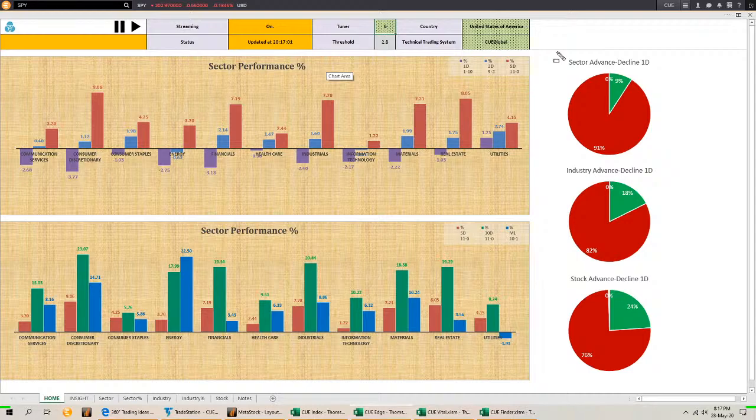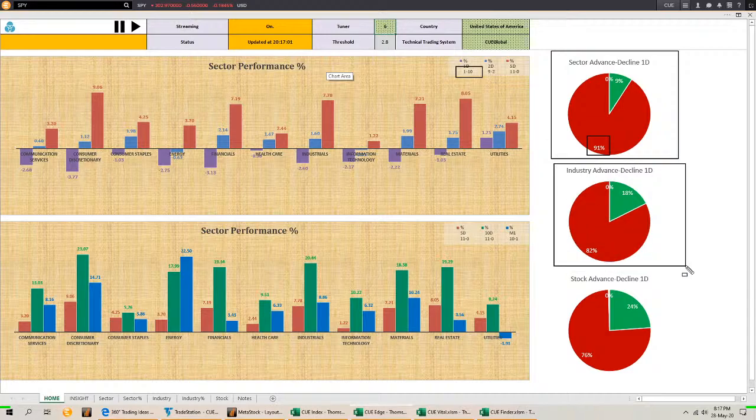Let's look at the sectors again. The sectors are predominantly bearish today. 91% of the sectors are down. 10 sectors are down, 1 is up. In terms of industry, 82% of the industries are down, and in terms of the stocks in QH, that is the S&P 1500 stocks, 76% are down. That is what you see after the market close.